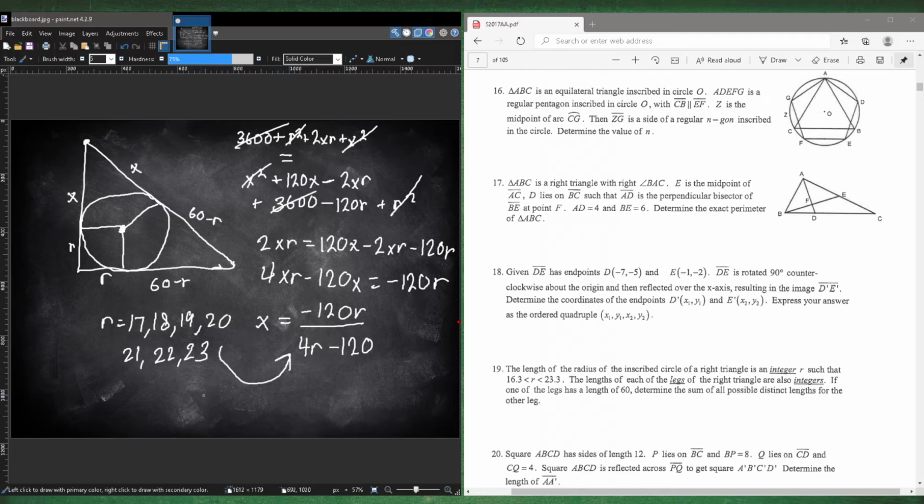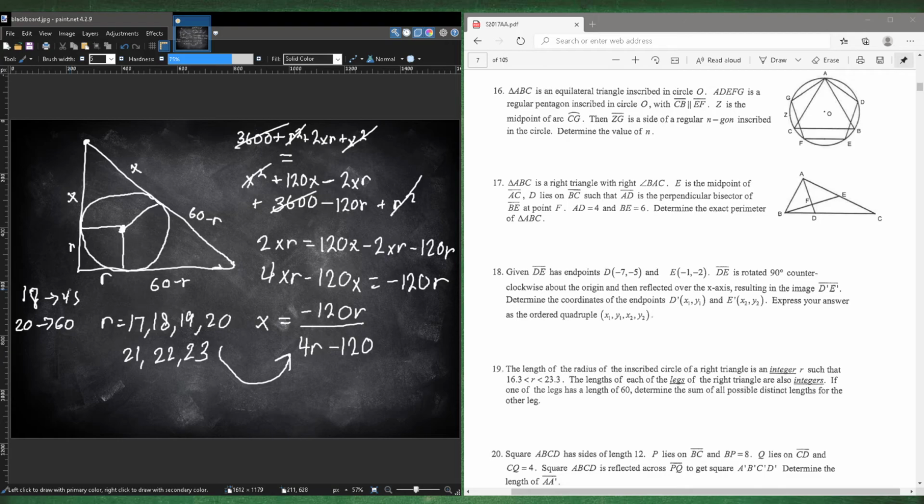Whatever you plug in here should give an integer, because x has to be an integer, since r plus x has to be an integer. So all you have to do is plug into your calculator to see which ones work. So 120 times 17, and then 4 times 17 minus 120. That doesn't work. Let's try 18. That's going to be x equals 45. So when it's 18, we get 45. Let's try 19. 19 doesn't work. Let's try 20. 20 gets 60.